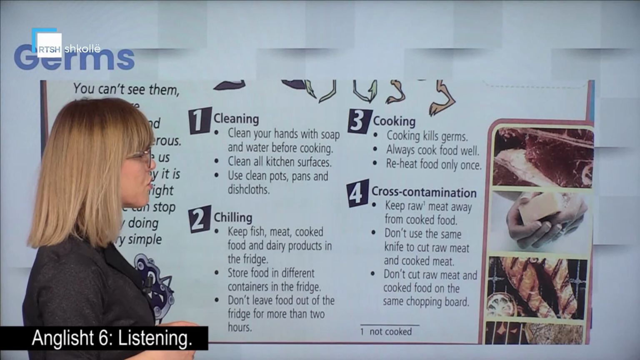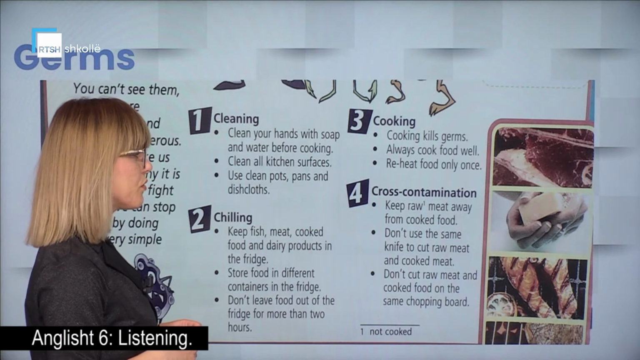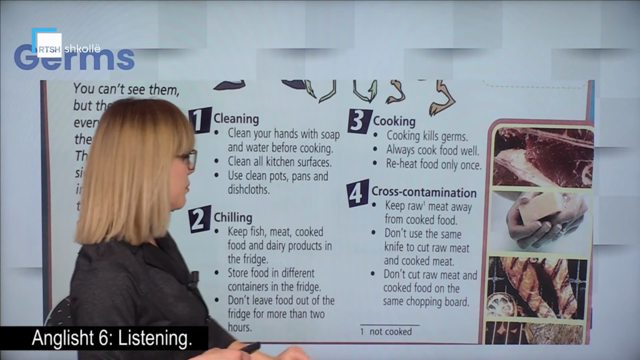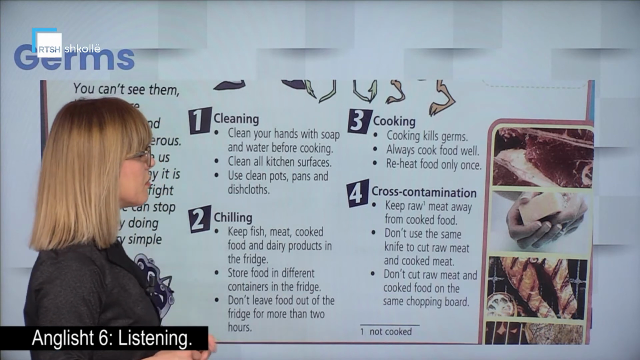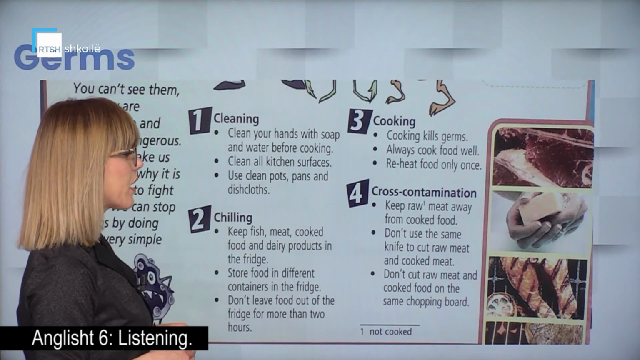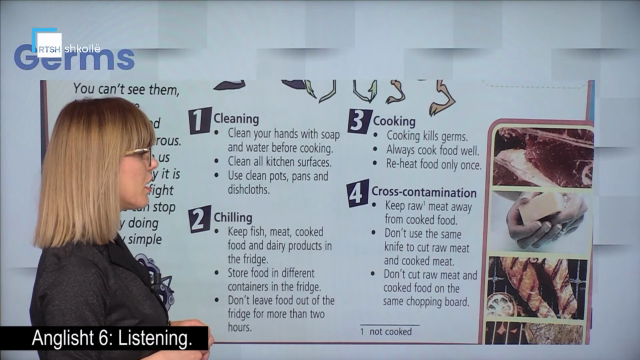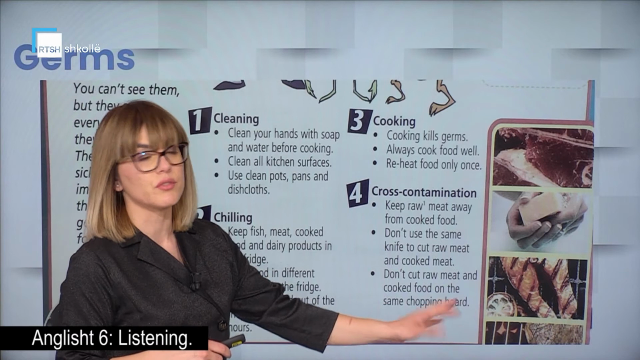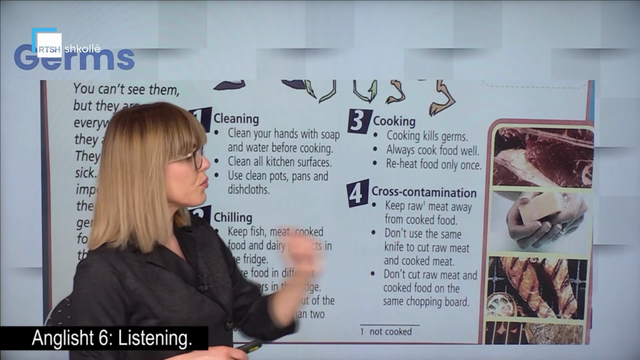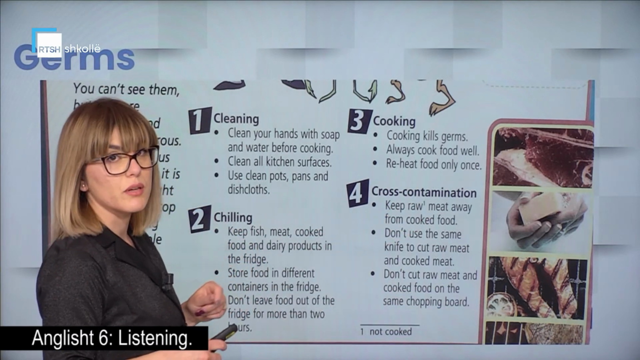Cross-contamination. Keep raw meat away from cooked food. Raw means that it's not cooked. Don't use the same knife to cut raw meat and cooked meat. Don't cut raw meat and cooked food on the same chopping board. We even have photos of what we can do to avoid germs.